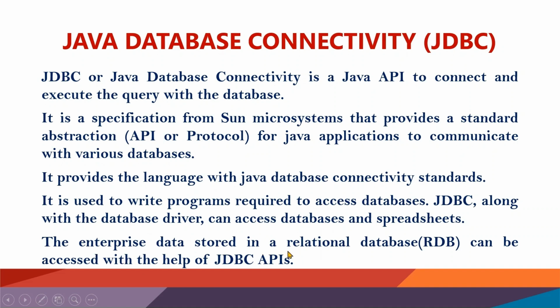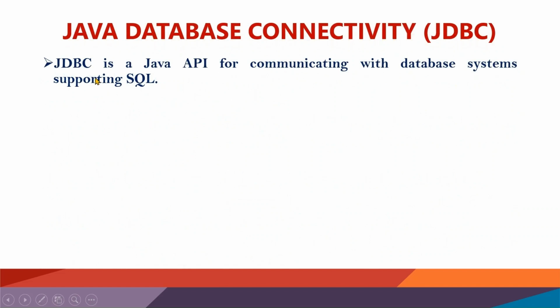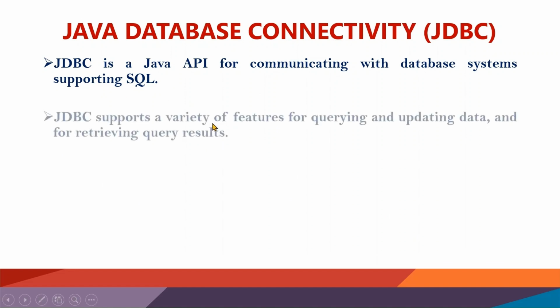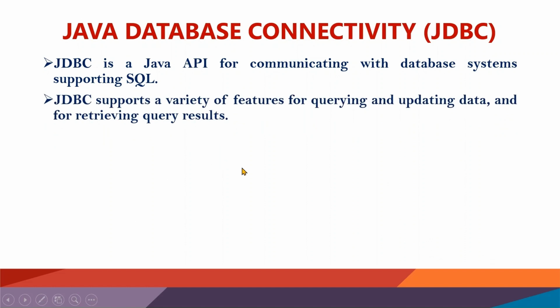The enterprise data stored in a relational database like Oracle or MySQL can be accessed with the help of JDBC APIs. Now these are the relational databases where the data is stored in rows and columns in a table. So we can just connect to that and retrieve through the JDBC API. JDBC is a Java API for communicating with database systems supporting Structured Query Language. So through SQL, we are able to write the queries and communicate with the database systems. JDBC supports a variety of features for querying and updating data and for retrieving the query results also.